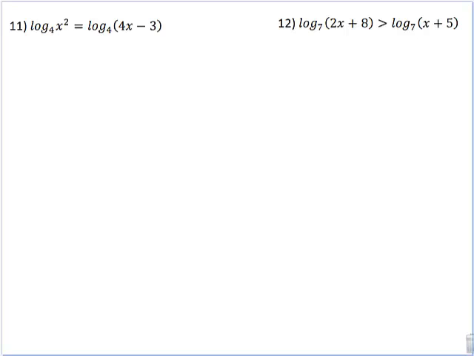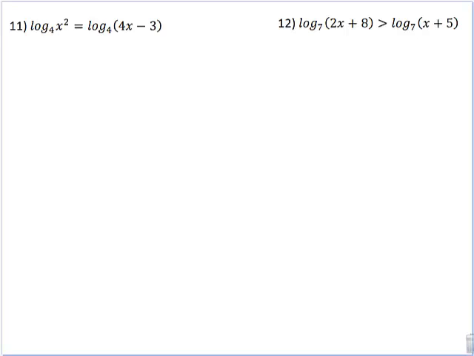These look hard, they're not. Log base 4 of x squared is equal to log base 4 of 4x minus 3. Now here we have an equation where we have a logarithm on both sides. Okay. If we have a logarithm on both sides, what do you think our equation could be for this first one, for how we could find our x?